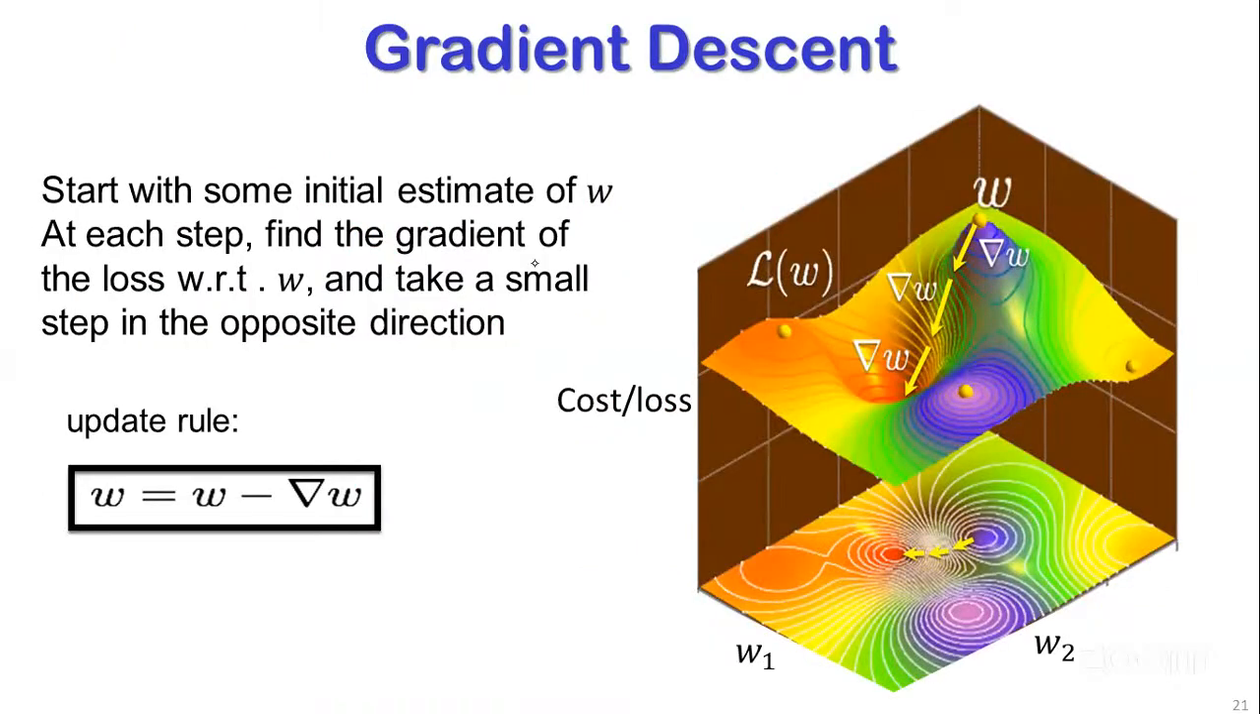So how do we need to work here? See, every step we are moving, right? We start with some initial estimate, and at each step you find the gradient of the loss with respect to W, and then take a small step, in the opposite direction. So what is your update rule? The update rule is nothing but W equals W minus delta W, right? So some small change in the opposite direction of the gradient.